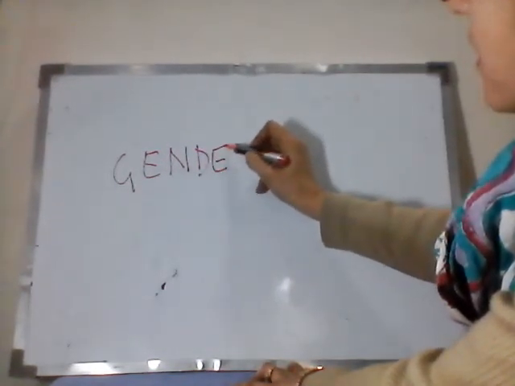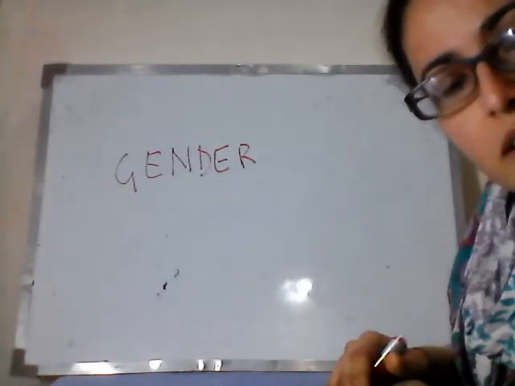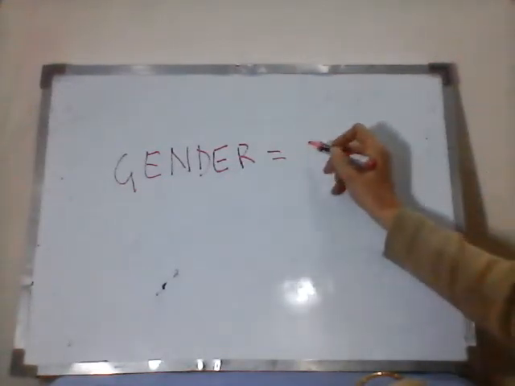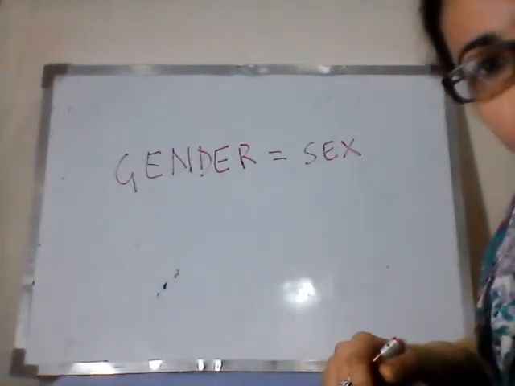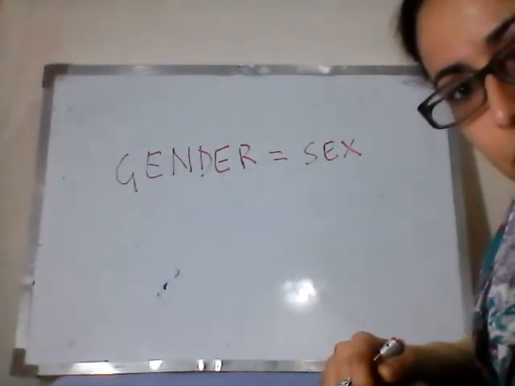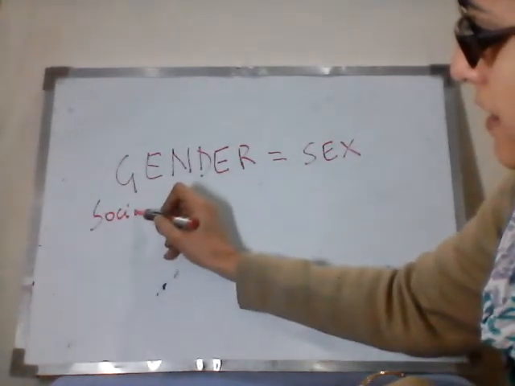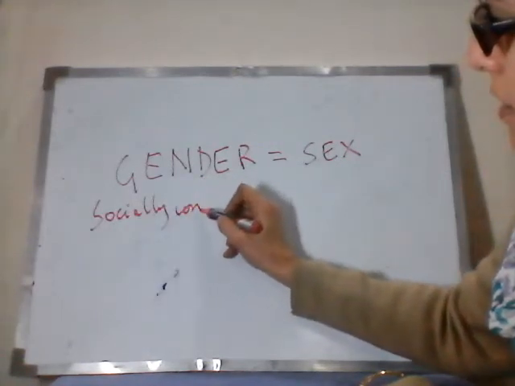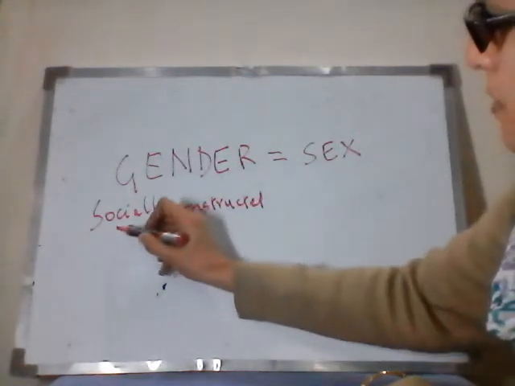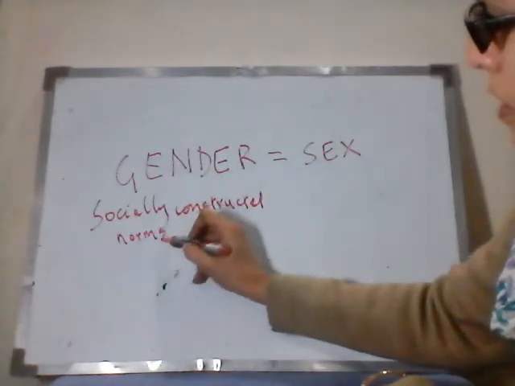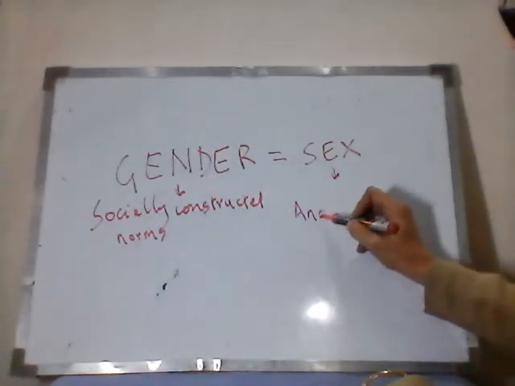So what comes to mind when you hear the word gender? Maybe you think that gender is the same as sex. But actually, these are two separate categories. Gender has to do with socially constructed norms, whereas sex is to do with anatomy.